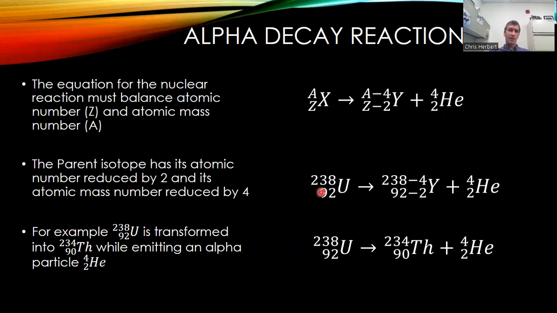So for instance, the most common isotope of uranium is uranium-238. This has an atomic number of 92 and an atomic mass number of 238. To find out what it would decay into via alpha decay, we take the atomic mass number and reduce it by 4, take the atomic number and reduce it by 2, and look on the periodic table, going two over. Element 90 is thorium. So uranium-238 via alpha decay becomes thorium-234, and it releases helium.